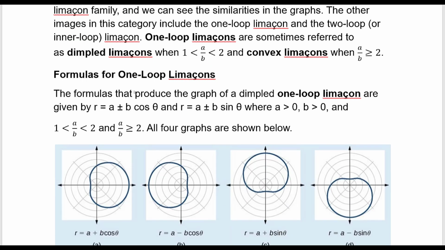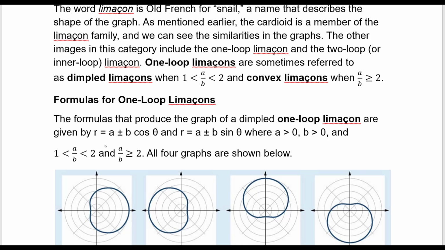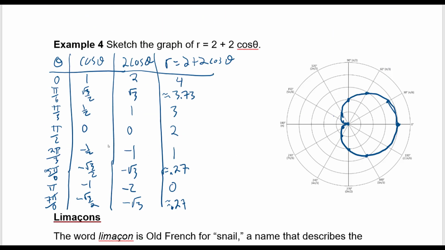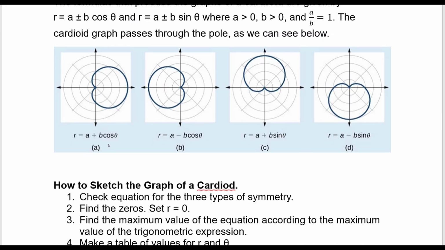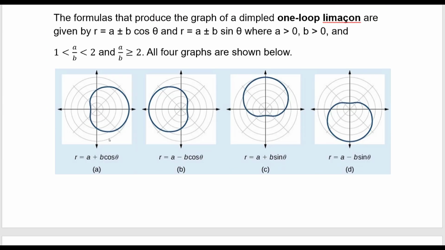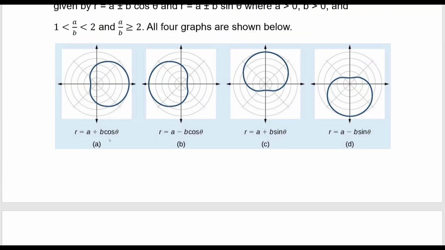Formulas for one-loop Limaçons. The formula that produces the graph of a dimpled one-loop Limaçon are r equals a plus or minus b cosine theta, and r equals a plus or minus b sine theta, where a and b are positive, and again, a over b is between 1 and 2, and a over b is greater than 2. So we saw earlier when a equals b, that was what we saw up here with our cardioid. But in our Limaçon, this is when they're not equal and a is bigger than b.